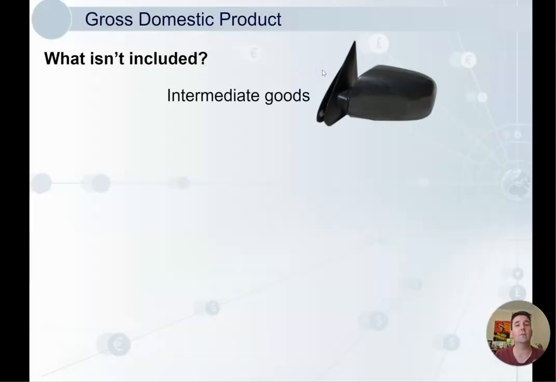What isn't included? So intermediate goods. I sort of talked about this before. But if a car maker, let's say, they'll have a bunch of suppliers who build parts of the car for them. So they'll buy, for example, a rearview mirror from the rearview mirror factory, right? When they buy that, it doesn't count as gross domestic product because it's been used to make a car. When the car gets sold, that will count as gross domestic product.